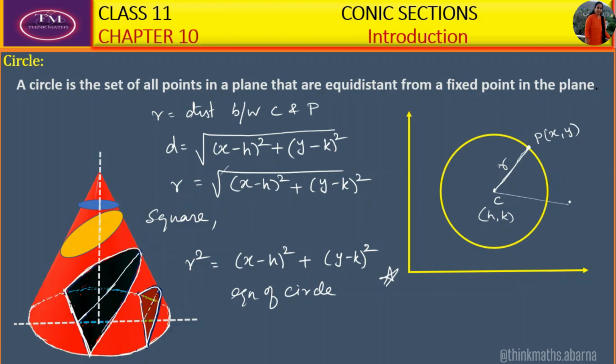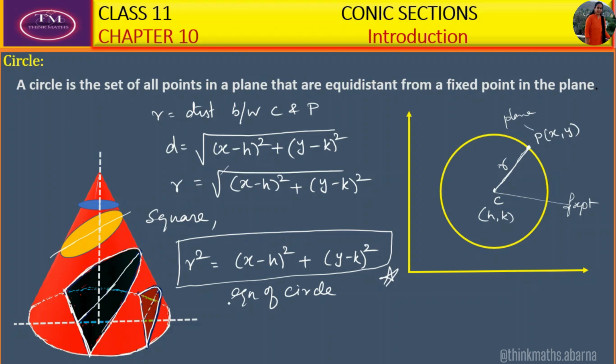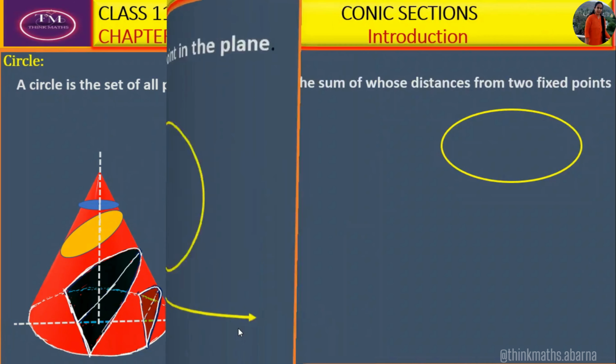And here C is the fixed point and this is the point in the plane. Okay. So these are the things you have to learn in the circle and the important equation, which is r square equal to x minus h whole square plus y minus k whole square, is the equation of the circle. Clear? So shall we move on to ellipse? We will be learning about ellipse in the next page.